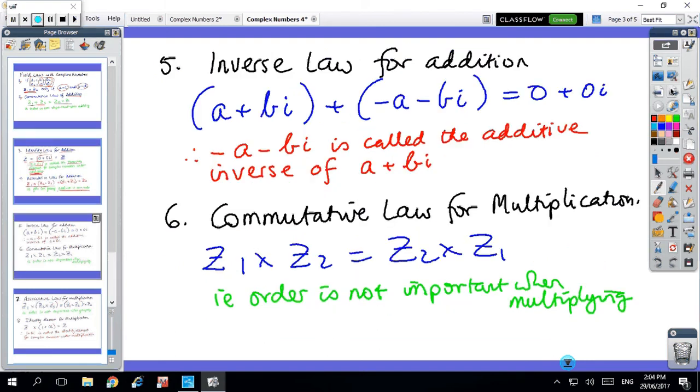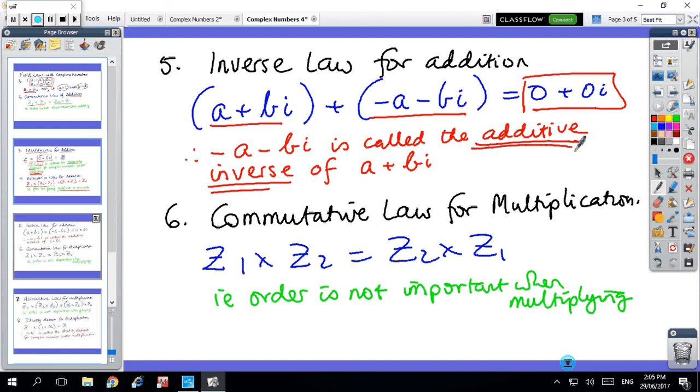Okay, the next one is the inverse for addition, and there's an inverse for multiplying as well, but let's just do addition. So if I have a complex number and I just change the signs, I get nothing, okay? And so what we say is that the opposite is called the additive inverse. Okay, so additive inverse. Again, it's highly unlikely I'm going to ask any questions on this one.